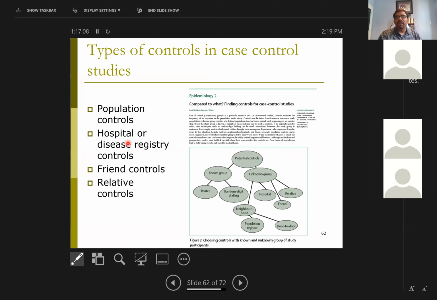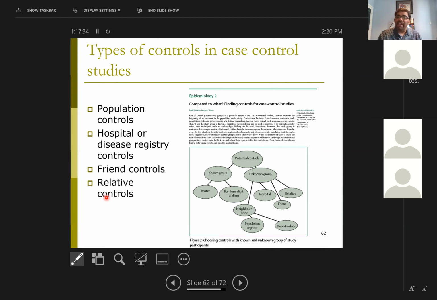There are plenty of different controls, okay? We could recruit controls from the population. We could recruit them from the same hospital from which cases were diagnosed. We call them hospital controls. We could recruit the family members, right? So if you recruit someone in the family with COVID and the remaining family members don't have COVID, you could recruit a family member who doesn't have COVID, right?